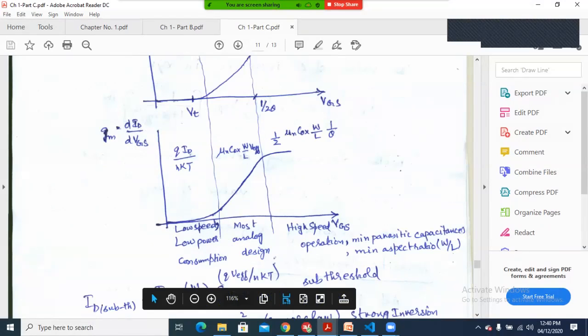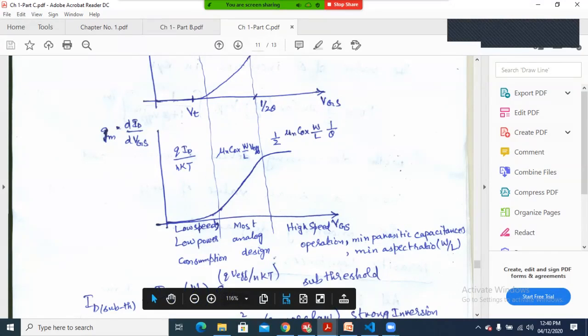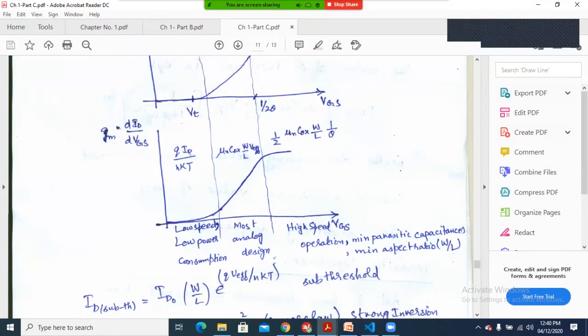For subthreshold regions, we have low speeds and low power consumption, and in mobility degradation we have high speed operation, and we have minimum parasitic capacitance and minimum aspect ratio, and we use this region for high speed operation.